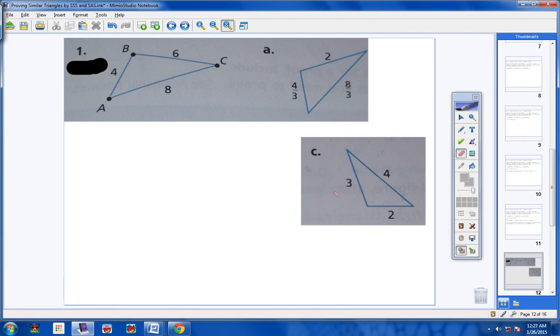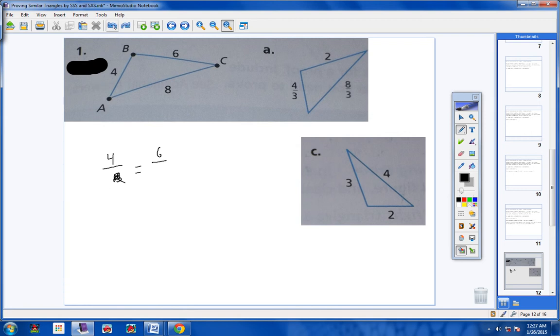Now, if you'll look in your books, I forgot to put triangle B up here, but triangle B, if you'll look, my smallest side here is 4, and my smallest side, if you'll look in your book, is 3, 4 over 3. My next biggest side is 6. If you'll look in your book at triangle B, my next biggest side, actually, my smallest side was 2. There we go. And now my next biggest, or no, it was 3.